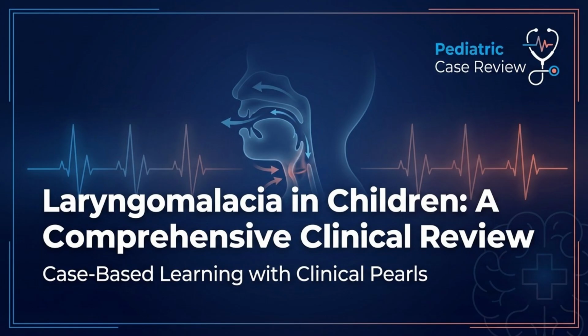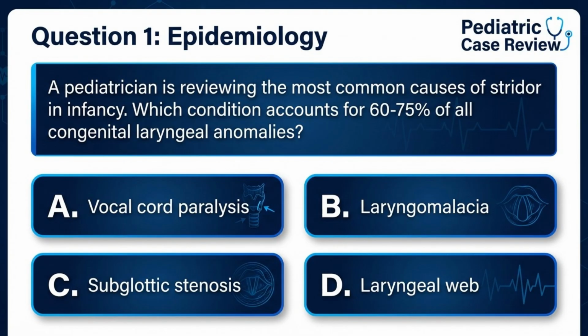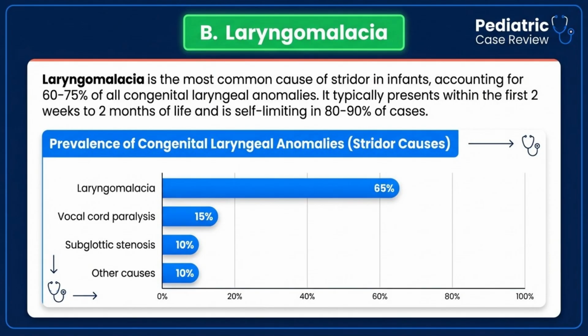Let us begin. Here is our first question on epidemiology. A pediatrician is reviewing the most common causes of stridor in infancy. Which condition accounts for 60 to 75% of all congenital laryngeal anomalies? Option 1, vocal cord paralysis. Option 2, laryngomalacia. Option 3, subglottic stenosis. Option 4, laryngeal web. The correct answer is option 2, laryngomalacia.